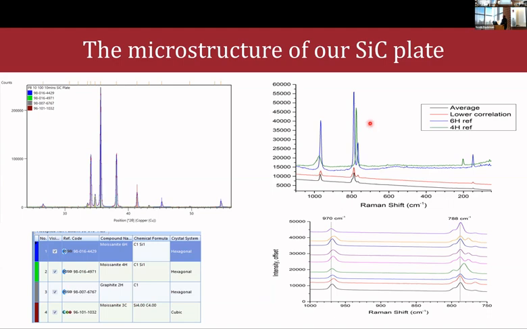And if we take a look, for example, at the Raman spectrum here, we can see that the plate is made up of 6H and 4H silicon carbide. Those are the polytypes of the alpha phase, the hexagonal.